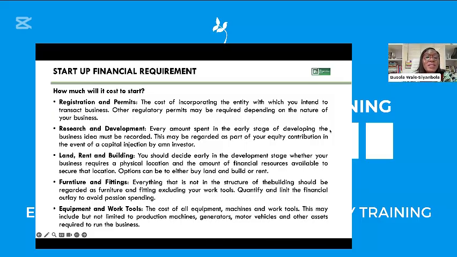When we get into the legal and regulatory side of entrepreneurship, I will address some of these setups a bit better. Research and development: every amount spent in the early stage of developing your business idea must be recorded. In the course of consulting for small to mid-scale businesses, I find that business owners are visionaries. You have the idea, but you're not diligent enough to document.